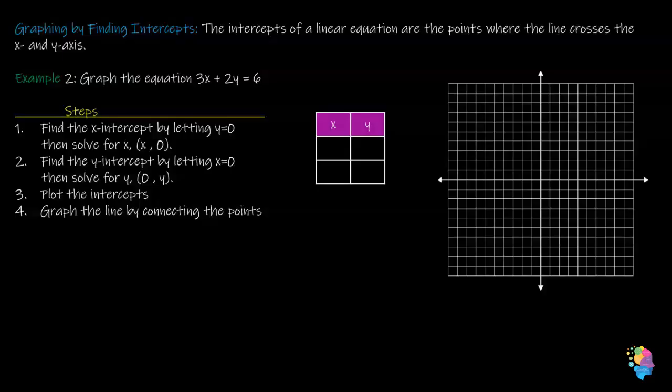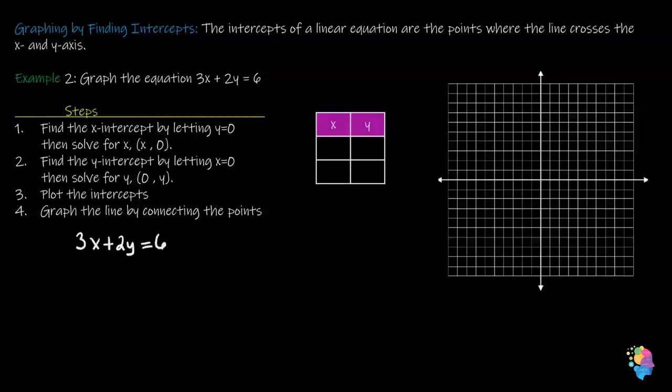So let's begin. It says here, to find the x-intercept, what we're going to do is we're going to let y equal to 0, and then we're going to solve for x. So let's do that. I'm going to bring down the equation. It's going to be the same equation as in example 1, just so that we can see if this method matches the same graph as example 1. So I'm going to bring down 3x plus 2y is equal to 6.